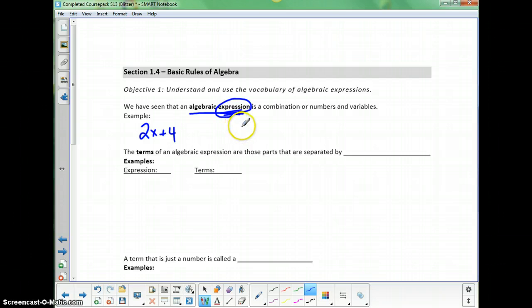Okay, or another example could be 3 times the quantity 5x minus 8. So we've got some parentheses thrown in here. This is still an expression, not an equation. Now, the terms in an algebraic expression are those parts that are separated from each other by addition or subtraction. So for example, in the first example right here, we have 2 terms. The 2x is a term and 4 is a term.